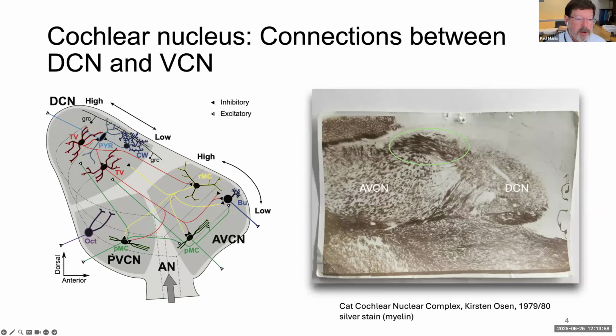Finally, another projection that I just briefly mention is from the T stellate cells or the planar multipolar cells. They also project into the dorsal cochlear nucleus, where they have excitatory collaterals whose function in the DCN is not really fully understood.